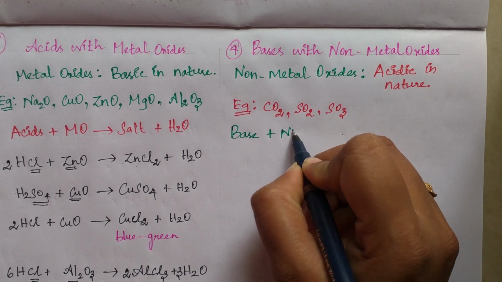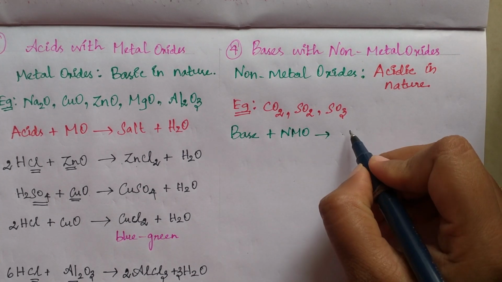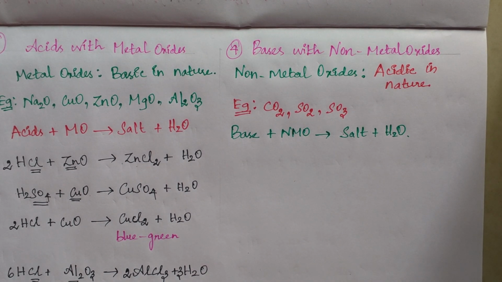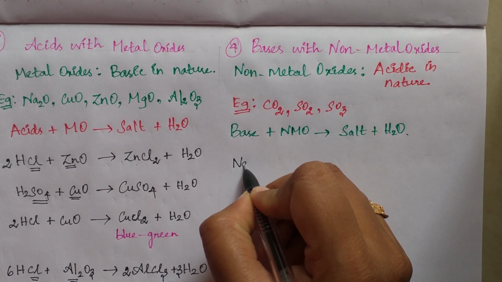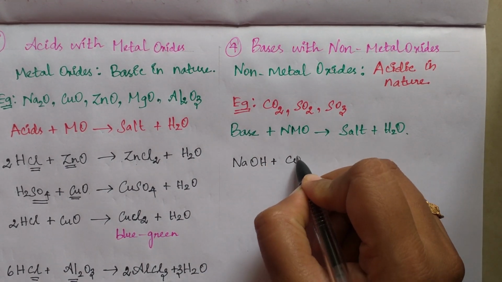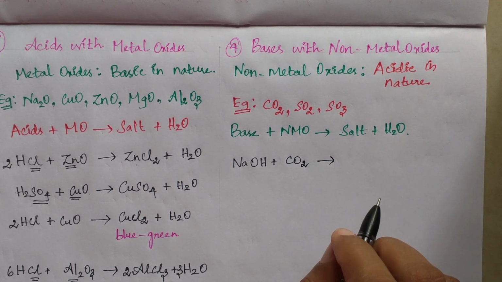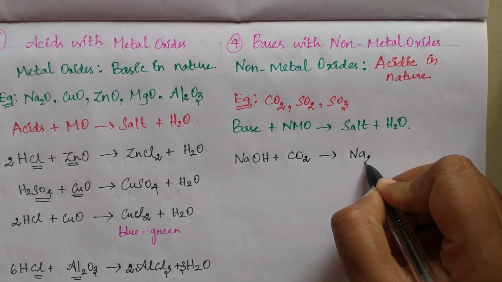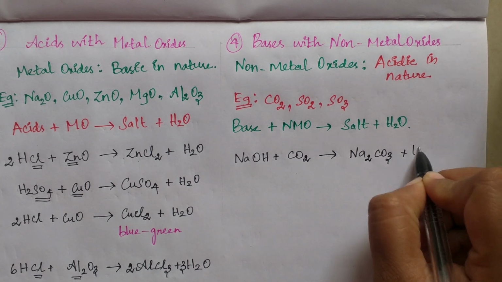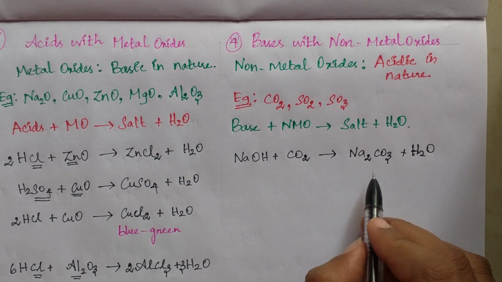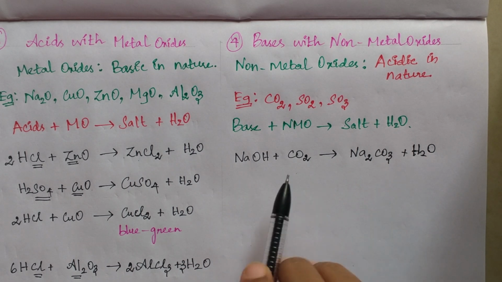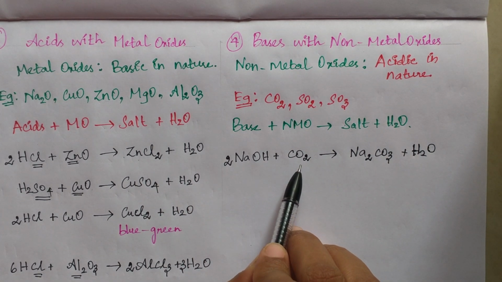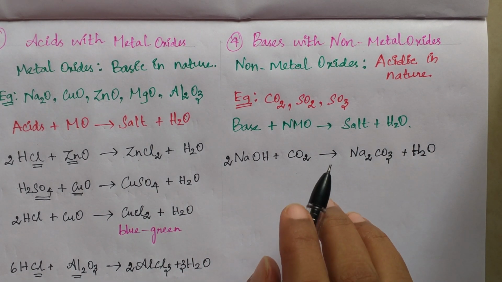Base plus non-metal oxide gives salt plus water. With examples, for base you can take NaOH, and non-metal oxide, for example, carbon dioxide. So what happens? It forms sodium carbonate, Na2CO3 plus water. So this sodium carbonate is salt, but you have to balance the equation. So Na2, so 2 NaOH you have to take. So 2 NaOH plus CO2 gives sodium carbonate plus water.